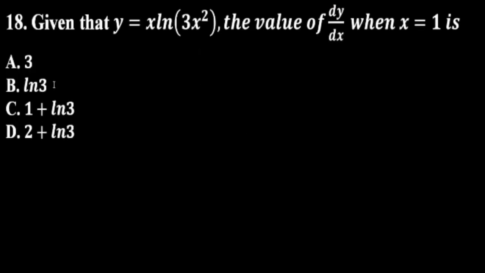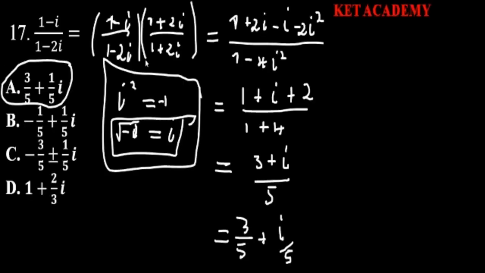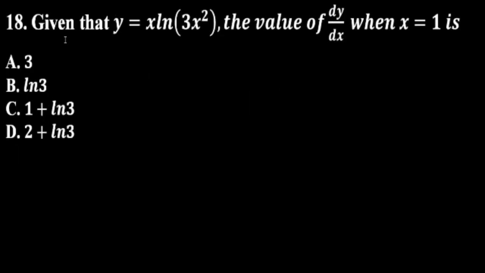Now, question 18 says that given that y is equal to x ln of 3x squared, the value of dy/dx when x is 1 is. So we have been given this function. There are two methods in which we can solve this, but I'm going to show you the shortest method because time is actually a factor, and I don't want the video to be very long.